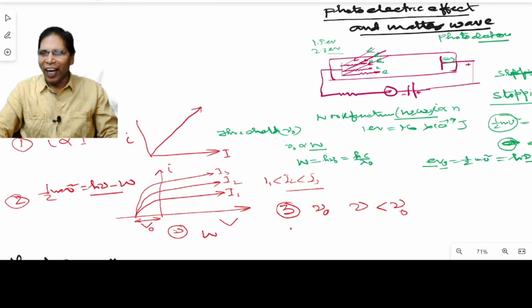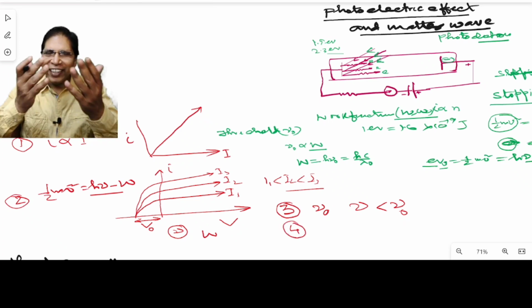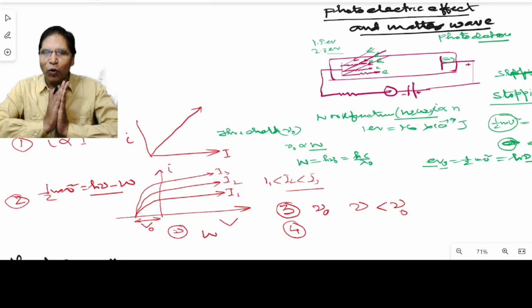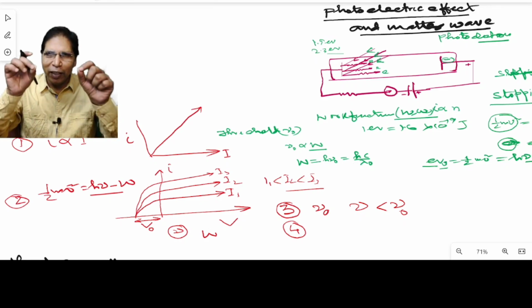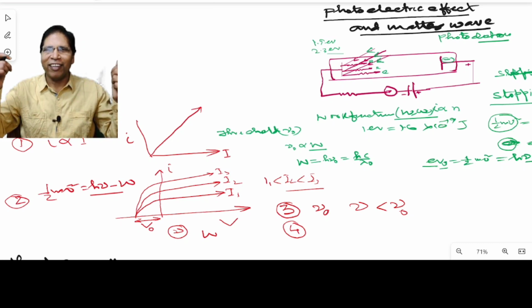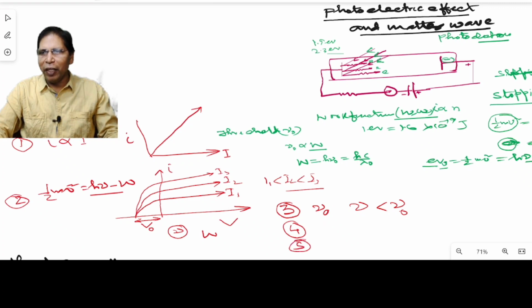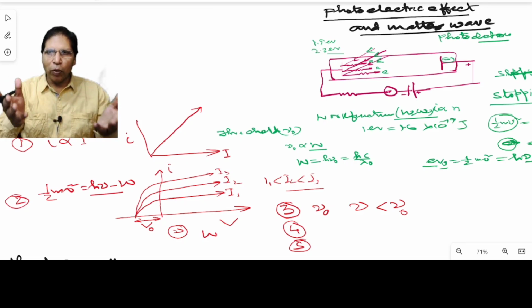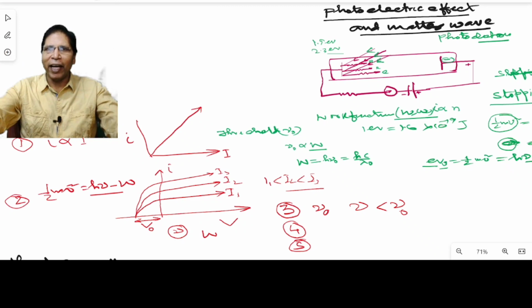Now number 4. It is an instantaneous process. That is, there is no time lag between the incidence of a photon and the emission of an electron. Number 5, it is independent of temperature. And number 6, the velocity of photoelectrons ranges from 0 to a certain maximum value.